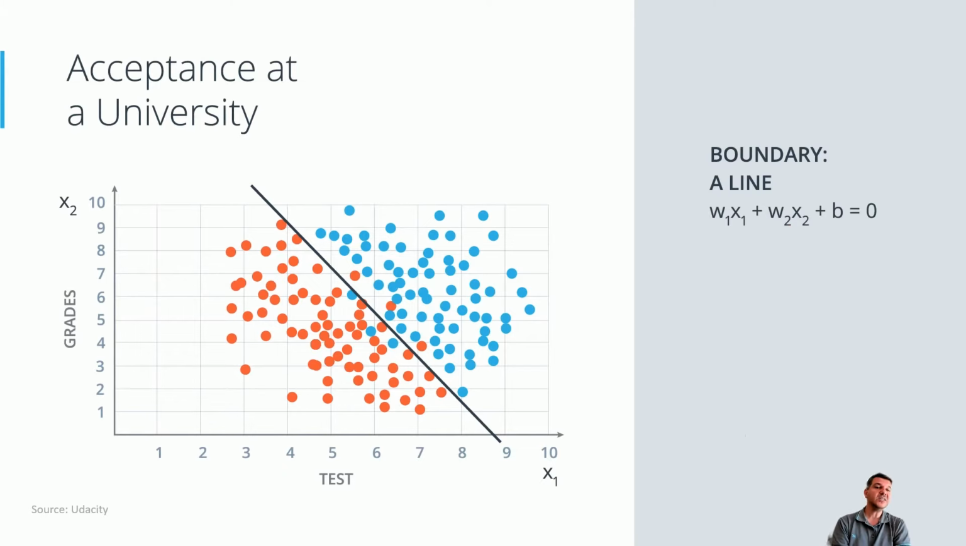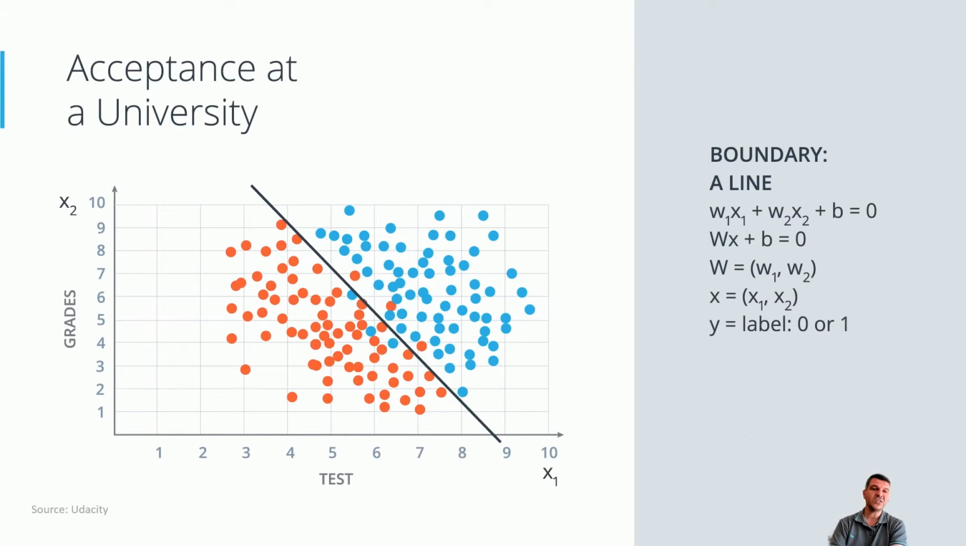So we can say that the boundary line is w1x1 plus w2x2 plus b equals 0, which we can shortly write as wx plus b equals 0. Now, we can say that we have the vector of the weights, that is the vector of the multipliers, and the vector of the inputs. So we have that so far.